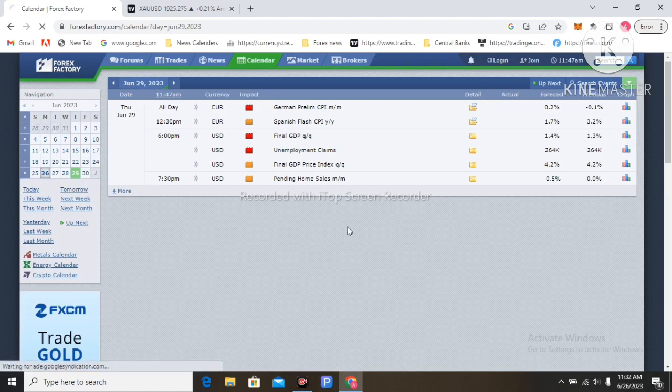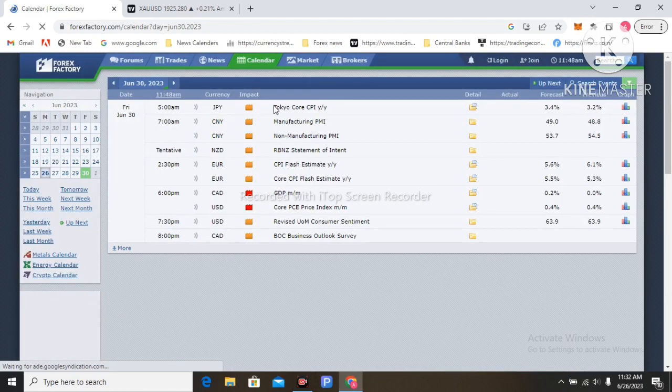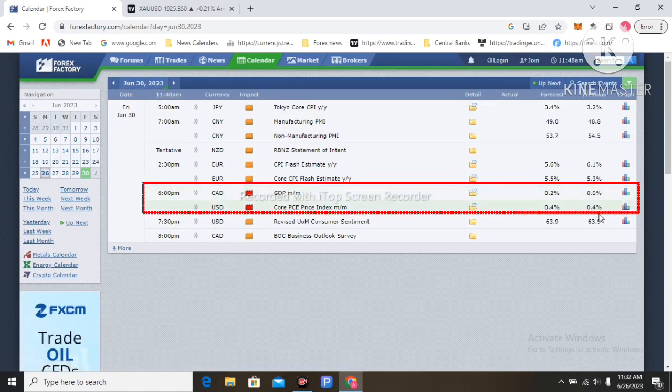So let's move to Friday, 30th June. What are the economic events on Friday? On Friday there is the Japanese Tokyo CPI and the Canadian dollar GDP. You should keep in touch with those. If Canadian dollar GDP is positive, that's positive for the Canadian dollar. And the US dollar core PCE price index is also there, which you should keep in touch with.